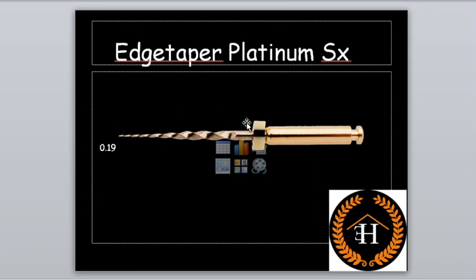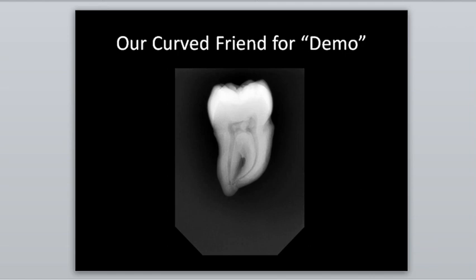What instrument should you use to remove the triangles of dentine? You can use any orifice opener of your choice. My choice is EdgeTaper Platinum, because it has one of the highest cyclic fatigue resistances and it's very difficult to separate. So it is going to be our friend for the demonstration of curved root canals.